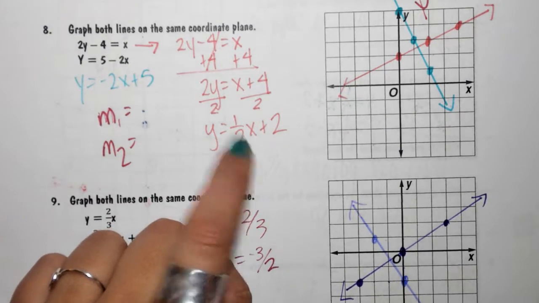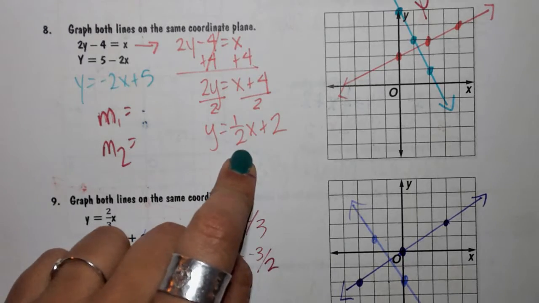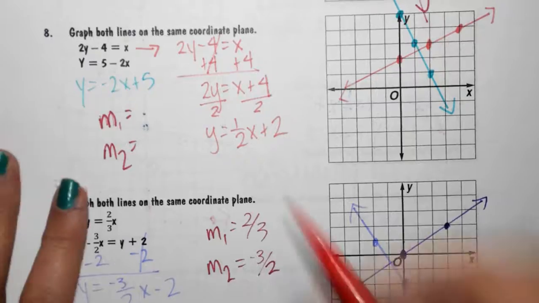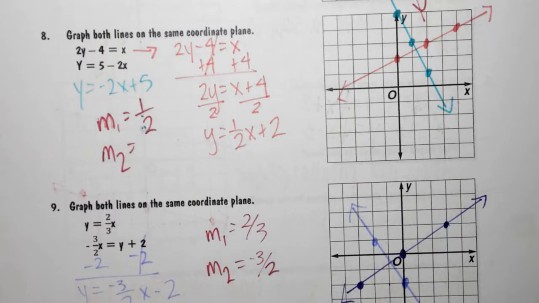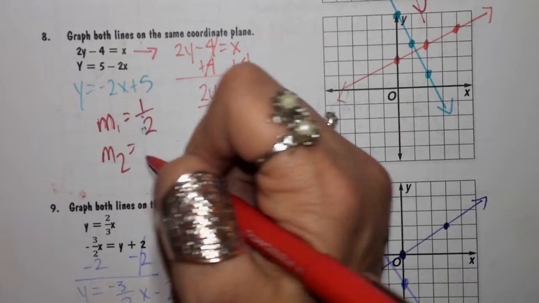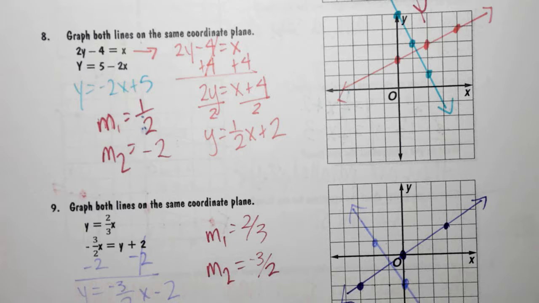Okay. Like I said, first one. Alright, what's our slope right here for this guy? 1/2. Everybody write 1/2. And for our second one, what's our other slope? -2. Oops, I put the wrong one. That's okay.